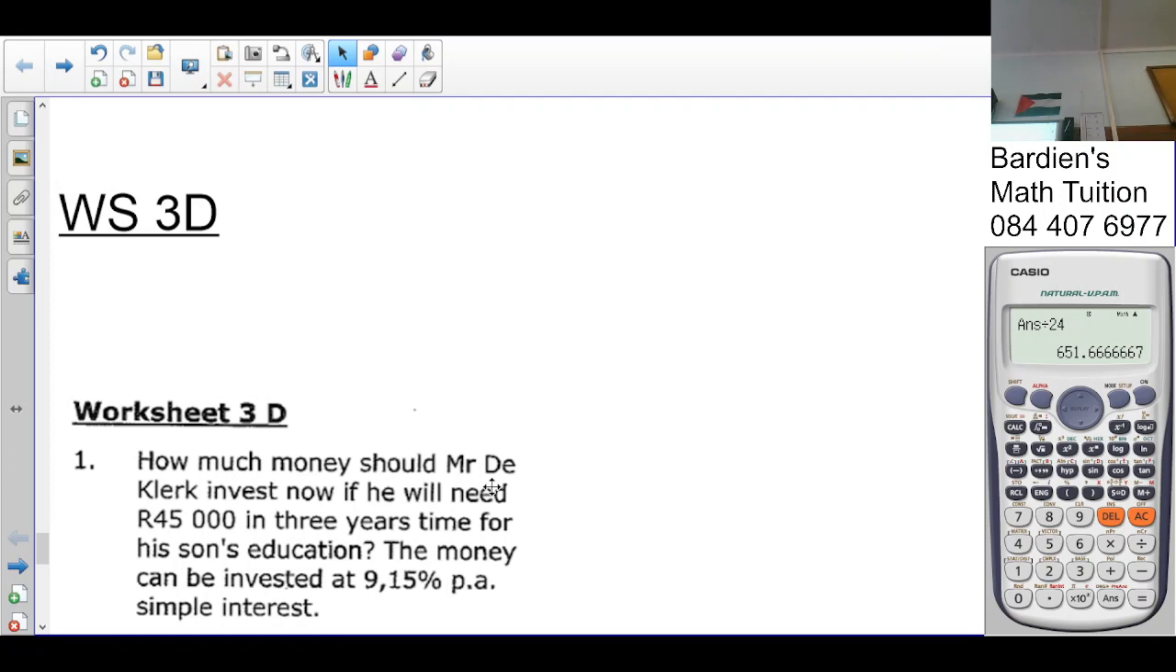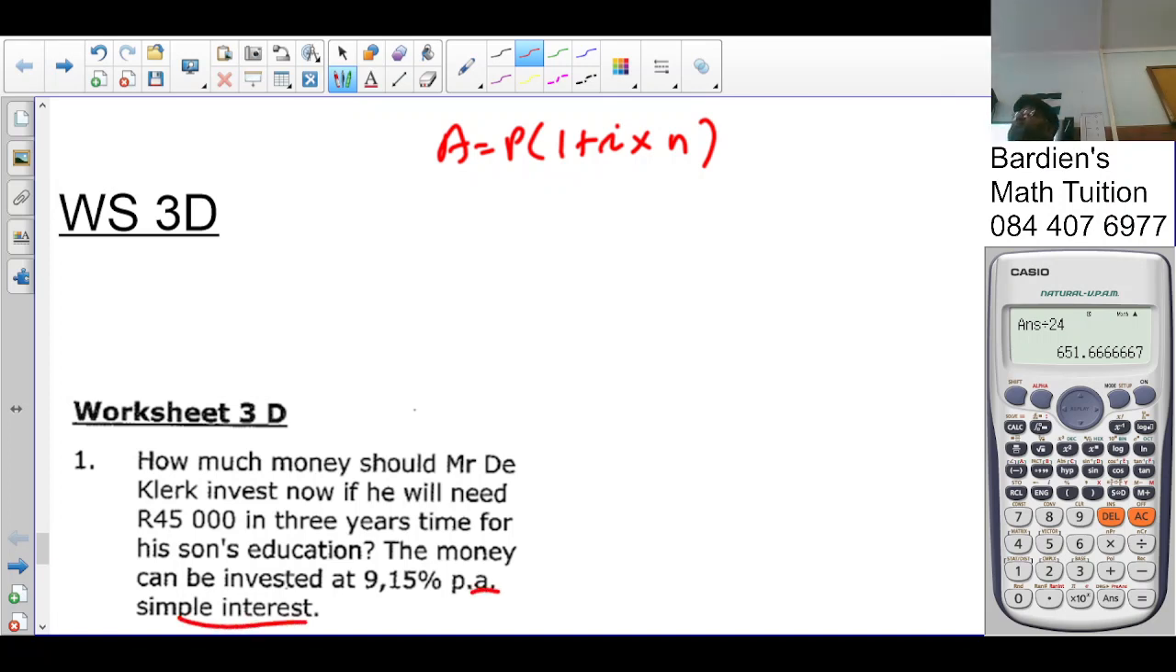This P is what we calculate. You guys understand? So what's my formula? A is equal to P into 1 plus I times N. Why this formula? Simple interest. Can you guys see that? We're calculating the simple interest. So what's my formula? I think we got the formula. Now what do we do?